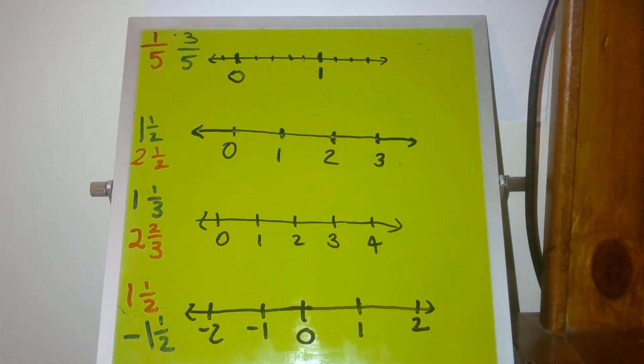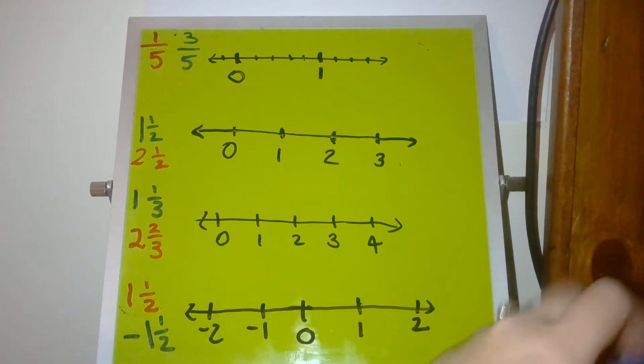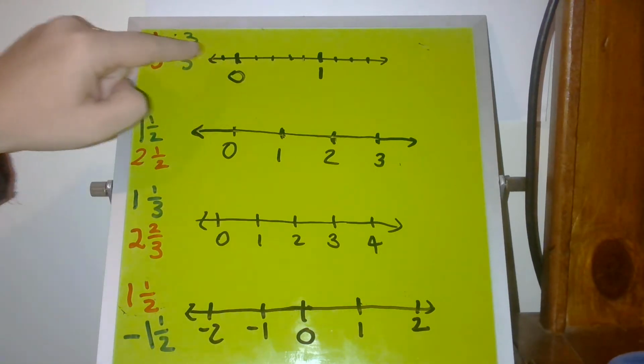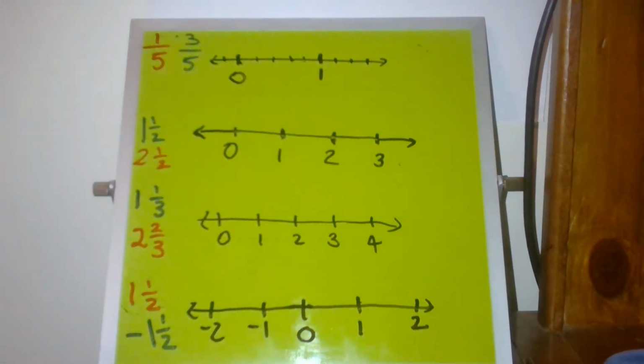In this video, we are going to place some fractions on a number line. So I've drawn up a couple of number lines there and chosen some fractions that we're going to try and place on the number line. So on this first one, we've just got a number line with a 0 and a 1. Arrows on the end of the number line always indicate that the number line goes on forever in both directions.